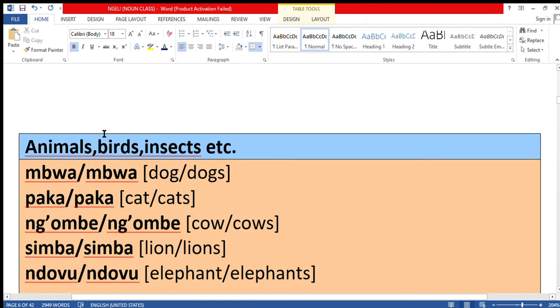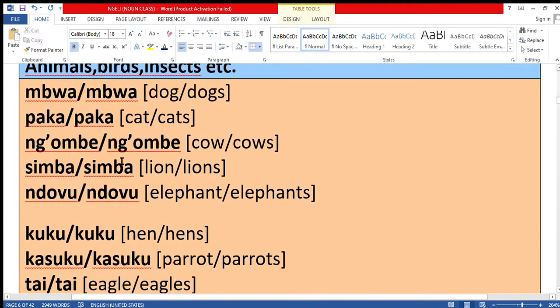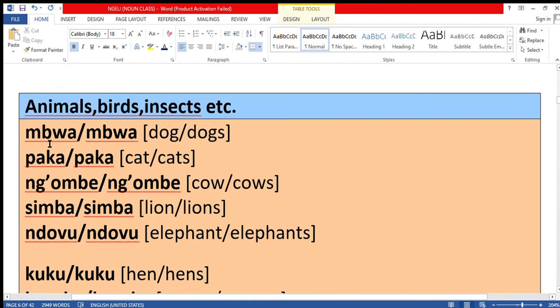Here we have names of animals, birds, and insects. Most of those names don't have the plural form. They just remain the same in either singular form or the plural form. Sawa sawa. Tazama hapa. Mbwa, mbwa. In plural form is mbwa, mbwa.